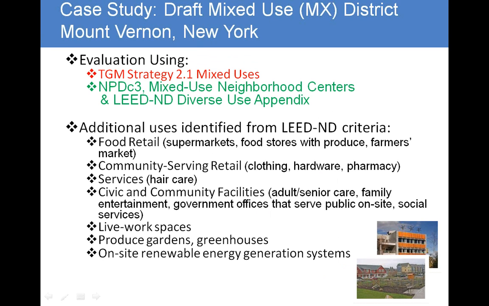This strategy references criteria from NPD Credit 3 mixed-use neighborhood centers, which requires a minimum number of uses within a quarter-mile walk distance of residential development and encourages a large variety of housing in proximity to employment opportunities, on-site renewable resources, and local food production. The use requirements in the proposed mixed-use zone coincide with these recommendations to a large degree, but to further the zone's purpose of encouraging mixed uses in proximity to residences, the city also should consider specifically allowing food retail such as supermarkets, community serving retail such as clothing stores and pharmacies, services such as hair care, civic and community facilities such as senior care and government offices that serve the public on site, live workspaces, produce gardens and greenhouses, and on-site solar and wind energy generation systems.